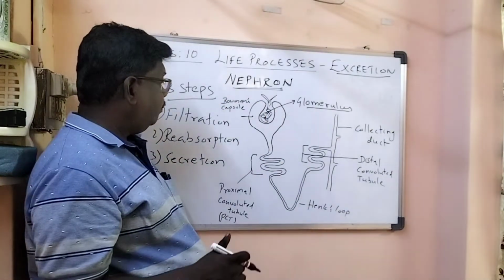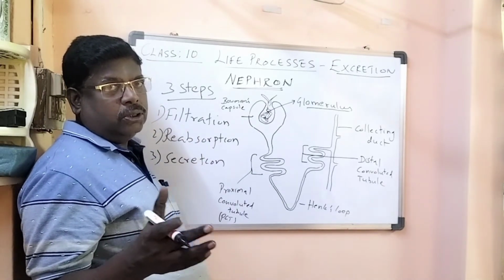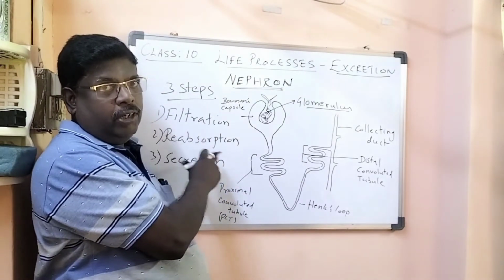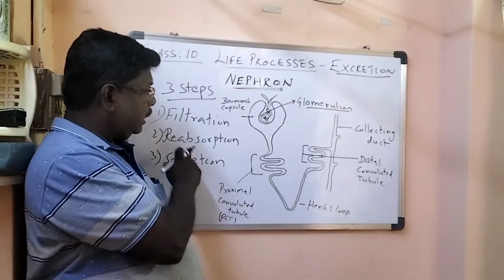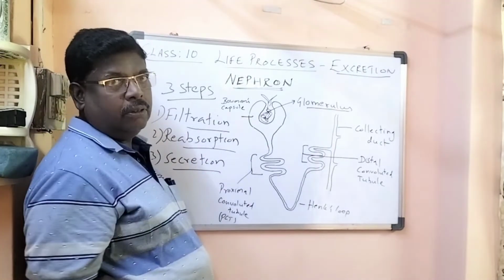So everything is clear. The steps in urine formation. The process of urine formation involves three steps: filtration, reabsorption, secretion. Hope you are able to see.